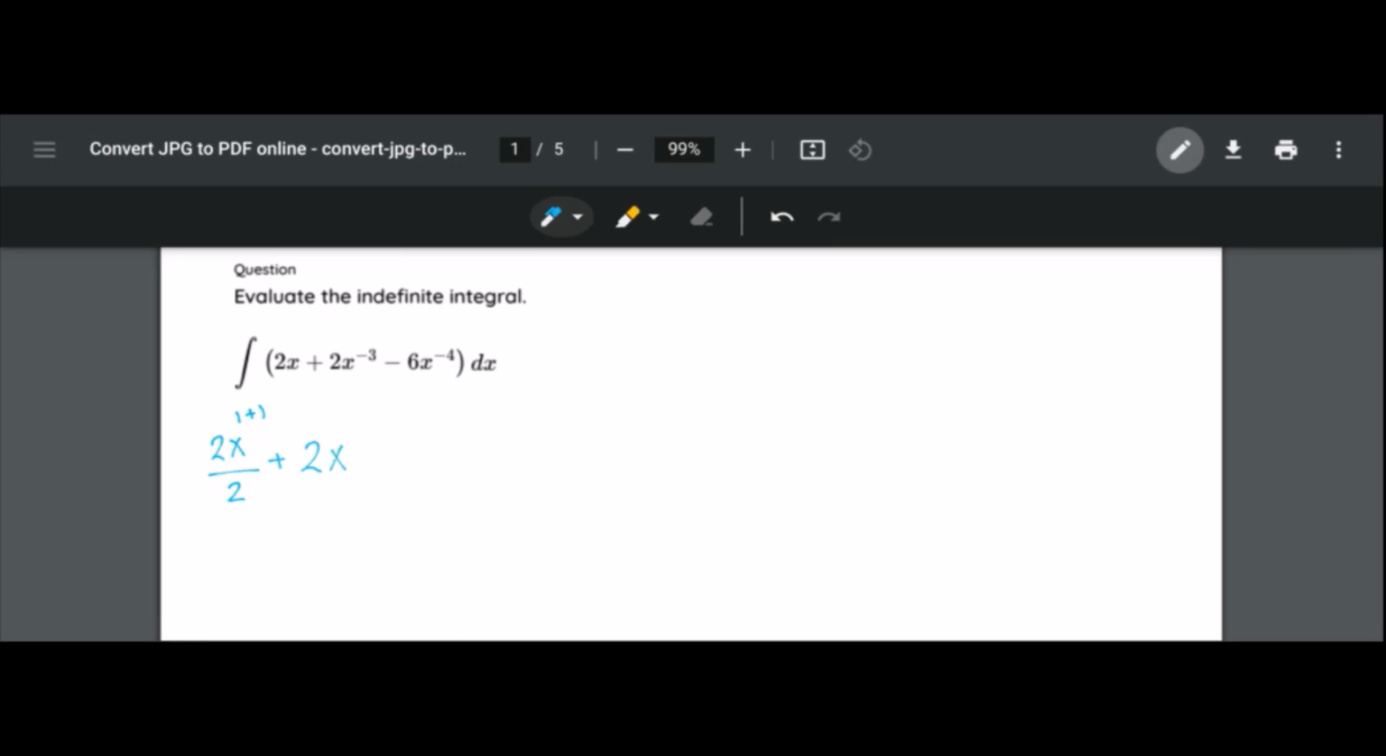Repeat the same step with 2x to the power of negative 3, and you'll be left with negative 2, and then again with negative 6, you'll be left with negative 3, then plus c. So 2 over 2 is just 1, and we can write that as x, so x squared, minus 2 over negative 2 is negative x to the power of negative 2, and then negative 6 over negative 3 is 2x to the power of negative 3 plus c.